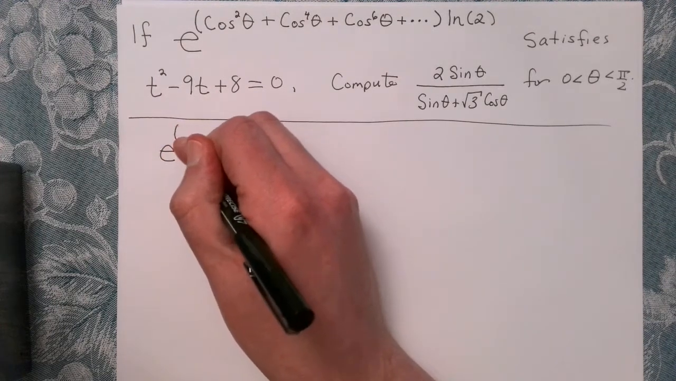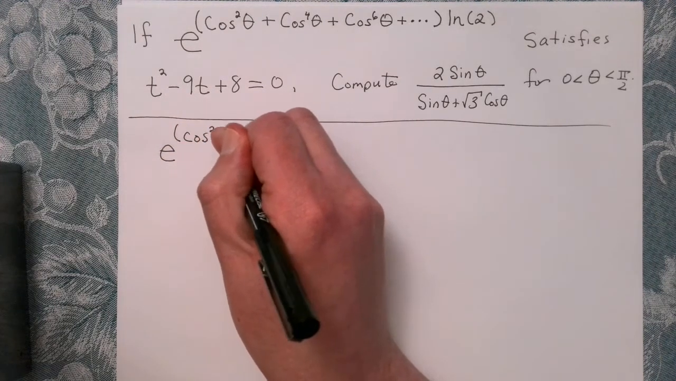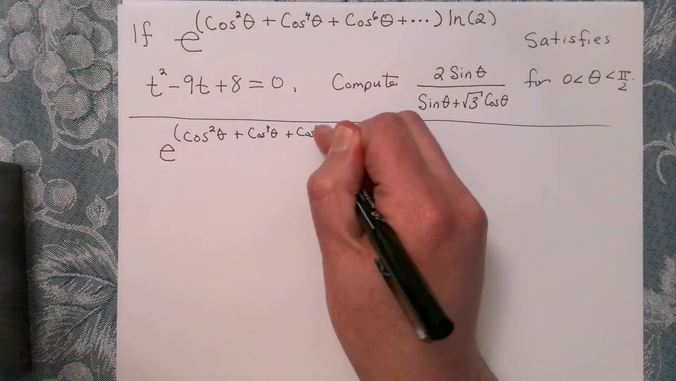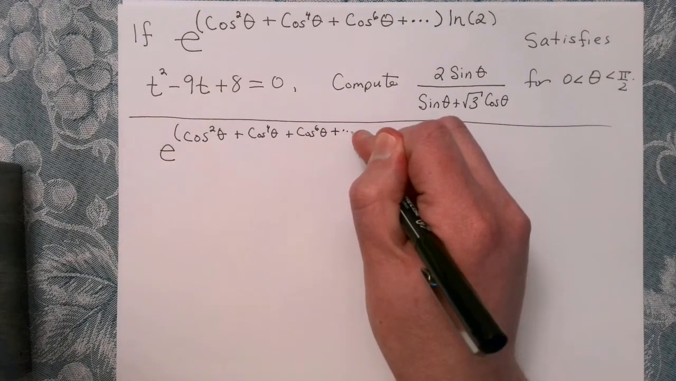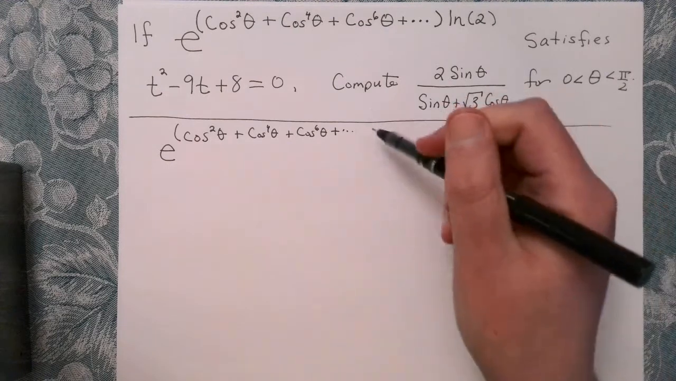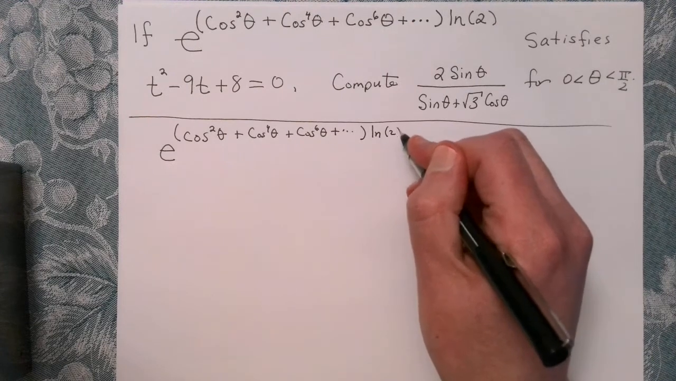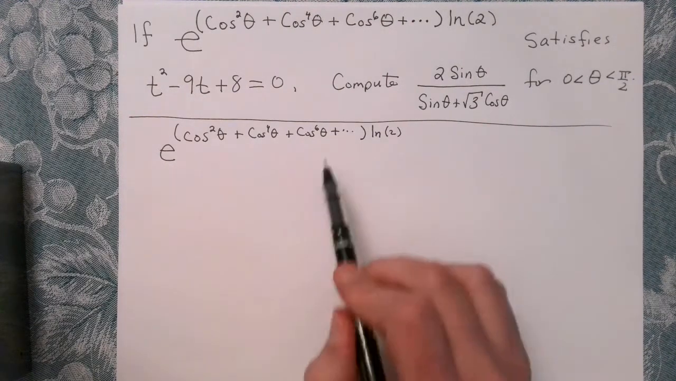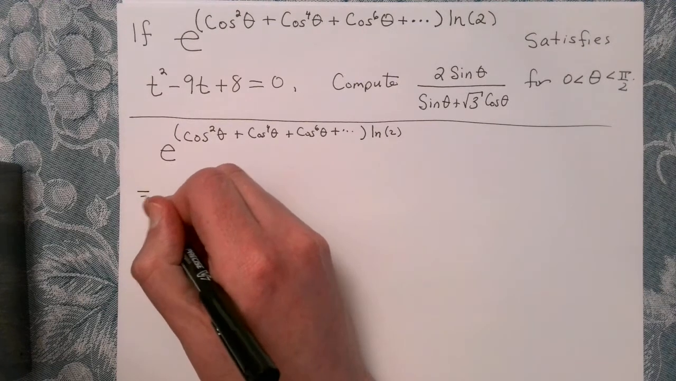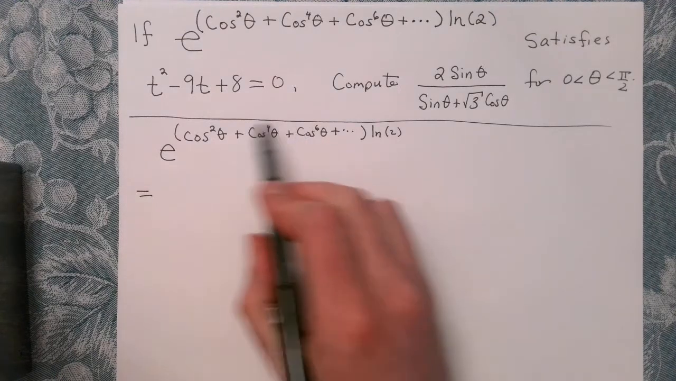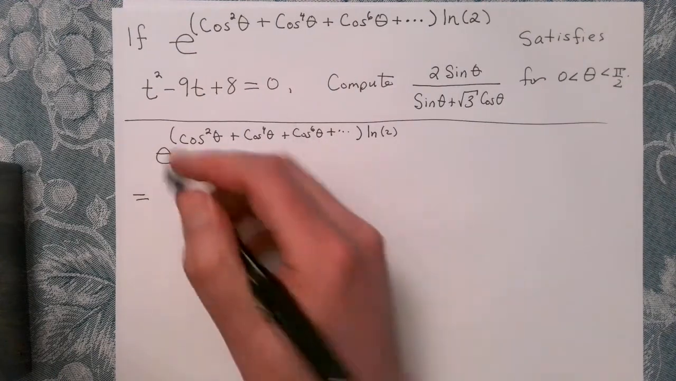So we've got e to the cosine squared of theta plus cosine to the fourth of theta plus cosine to the sixth of theta plus dot dot dot. So that is a geometric series times the natural log of 2. Okay, so we know that this geometric series is going to converge because the common ratio, which is cosine squared of theta, will be between -1 and 1 for sure, right? So yeah, we've got a convergent geometric series right here in the exponent.